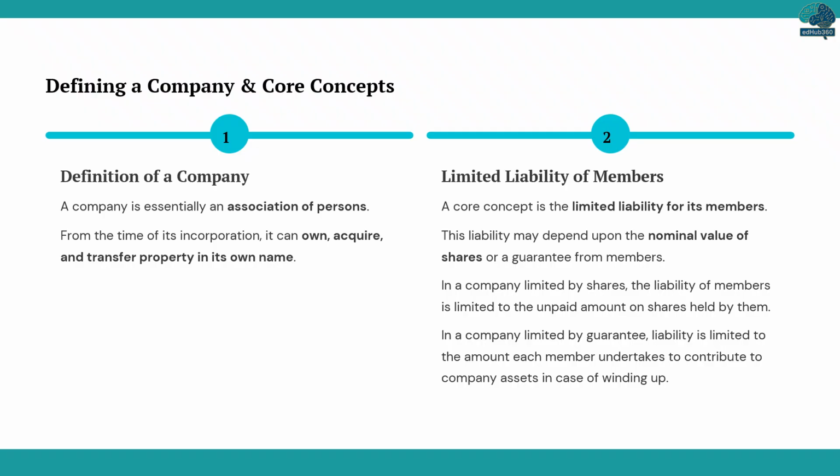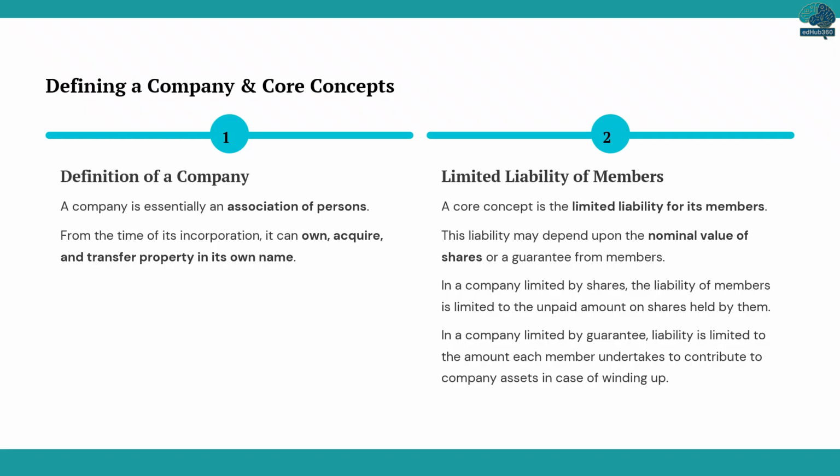So, what exactly is a company? Essentially, it's an association of persons. From the moment it's incorporated, it gains its own legal identity, allowing it to own, acquire, and transfer property in its own name. A core concept in company law is the limited liability of its members. This means a member's financial responsibility is restricted. For a company limited by shares, liability is confined to the unpaid amount on the shares they hold. In a company limited by guarantee, liability is limited to the specific amount each member undertakes to contribute to the company's assets, especially if it were to wind up.